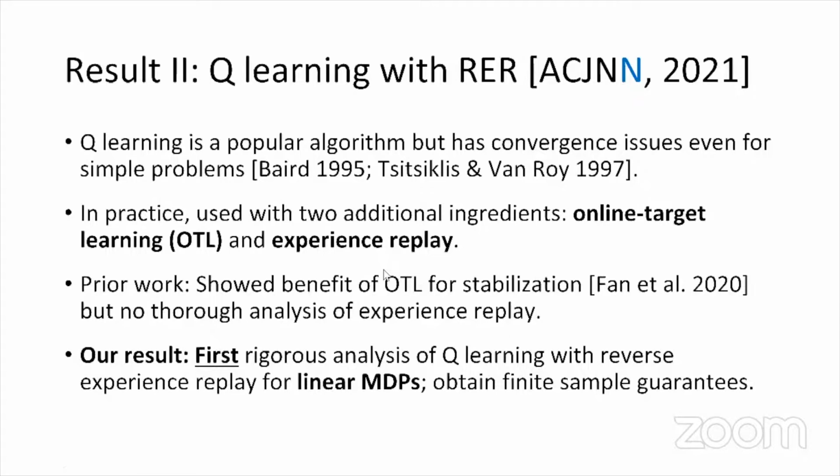There has been prior work which has shown why online target learning can yield stability for Q learning, whereas even earlier work has shown that it has convergence issues even for simple problems. So there has been some work which showed how online target learning can fix these convergence issues to some extent. However, there has been no analysis of experience replay. So our result has been the first rigorous analysis of Q learning with reverse experience replay. And we do this in the context of linear MDPs and also obtain finite sample guarantees. In the second half of the talk, I'll go into a bit more detail about the setting of Q learning, reinforcement learning, and also about linear MDPs and our result here.